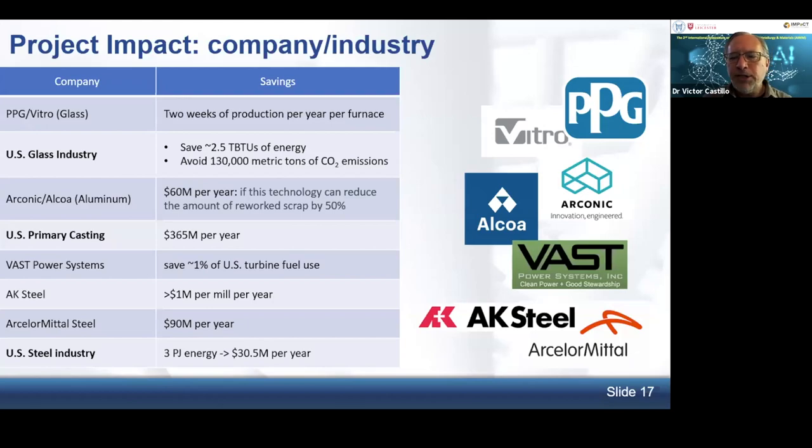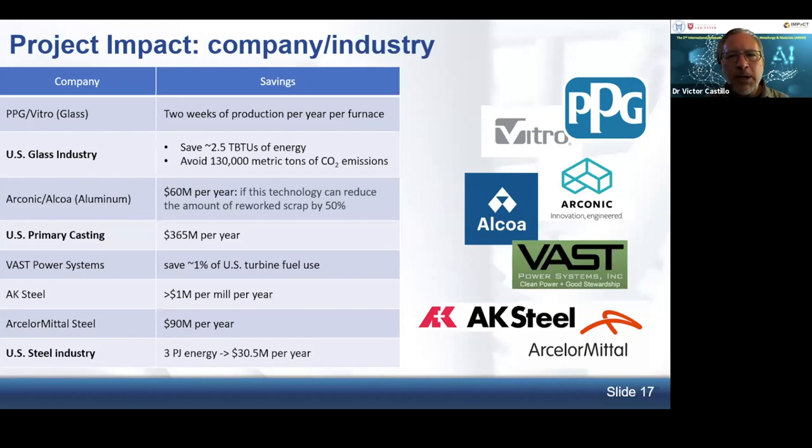So these are the project impacts that we've helped on these different projects. For the glass companies, we've saved about 2 weeks of production per furnace, and if we extrapolate that to the U.S. glass industry, that saves about 2.5 terabtus of energy, and avoids about 130,000 metric tons of CO2 emissions.